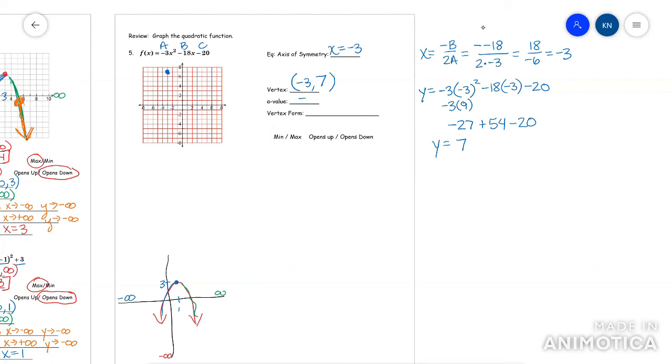My a value is negative 3. That's right here. Okay, now you have to kind of do your table using those parent function coordinates. And sorry, you're going to kind of write this equation in vertex form. So that would look like this. My a value was negative 3. Write it to where your vertex will work. So x, remember your x is lying, so you write plus 3 squared. And then plus 7, like that.